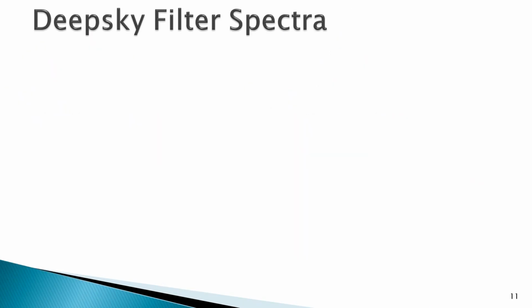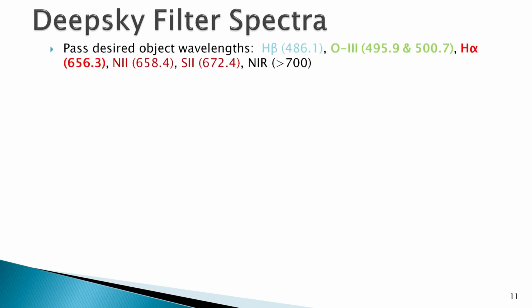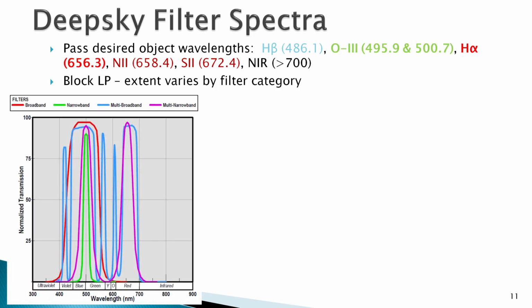How deep sky filters work has to do entirely with their spectra. They are designed to pass only the desired wavelengths of light, in this case, those from emission nebulae. Those wavelengths correspond to emissions from different gases, such as hydrogen, oxygen, nitrogen, and sulfur. For galaxy emissions, infrared is also an emission of interest. Deep sky filters block light pollution to varying degrees depending on the filter category, of which there are 4.